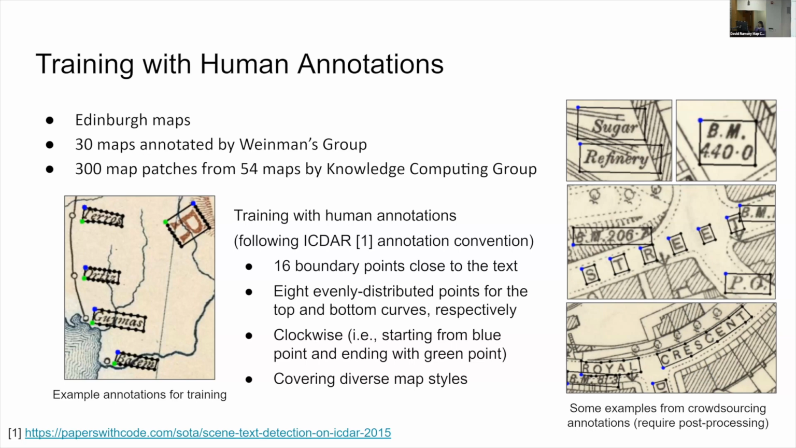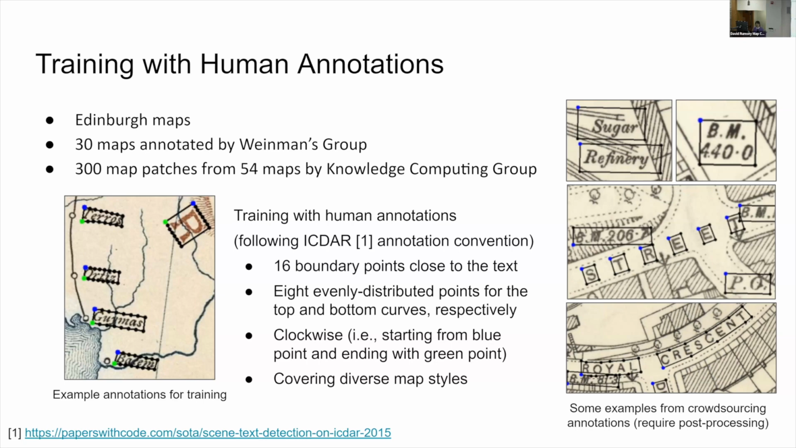And if we want to use those annotations for training, there's some annotation convention that we have to follow. So I put an example here of the annotations that we can use for training. We have 16 boundary points that are close to the text, with 8 points evenly distributed for the top and bottom curves, and it has to be clockwise.